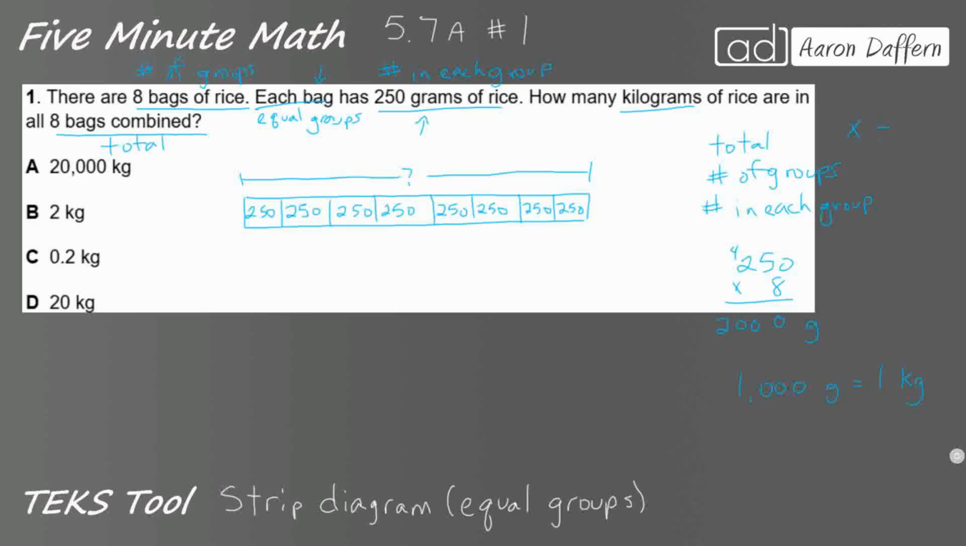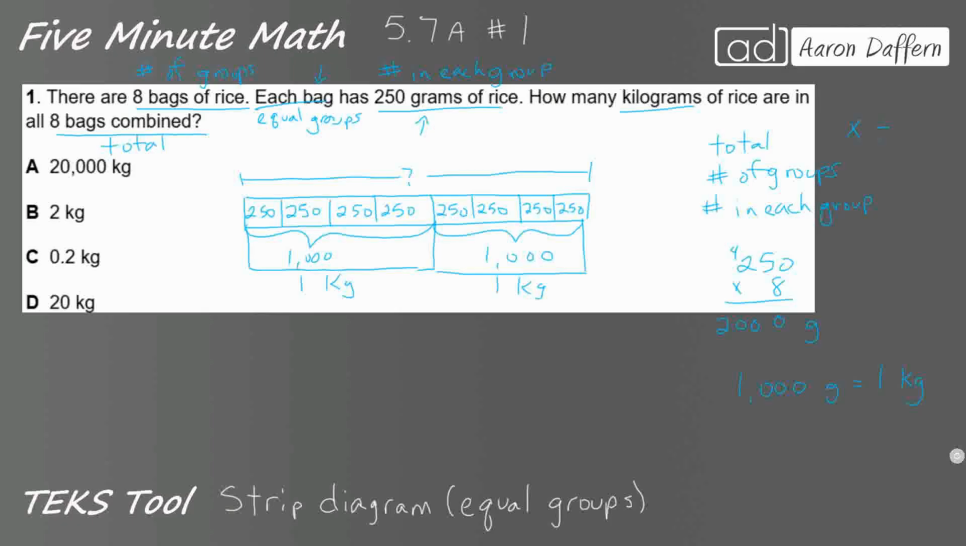One, if we wanted to use the exact same strip diagram we've already used, we can look for sets of 1,000. So 250, 500, 750, right? So this is 1,000, and this is also 1,000. And then we can say each of these 1,000s equals 1 kg. So we could do it this way.